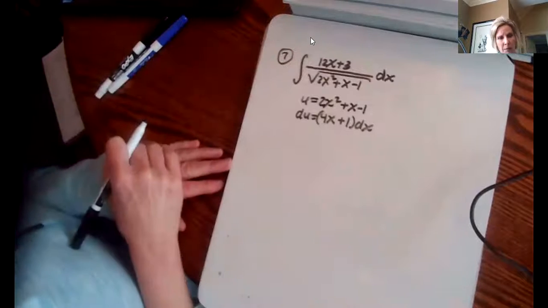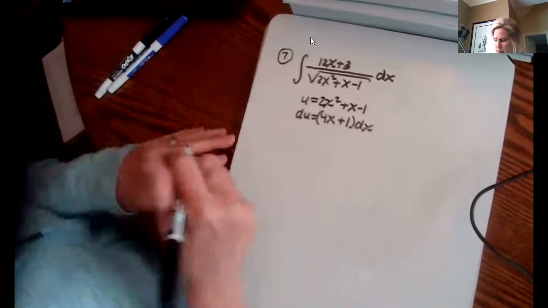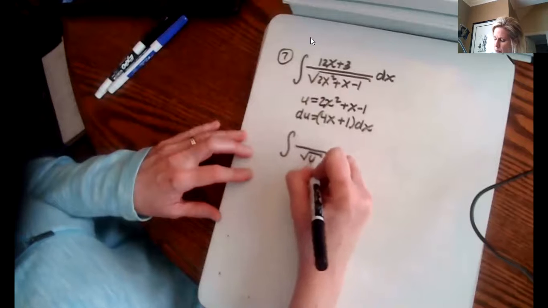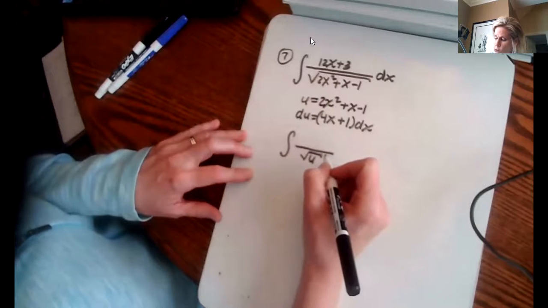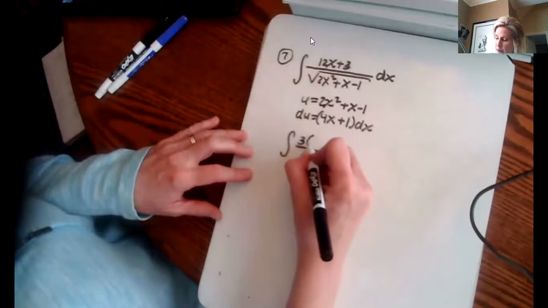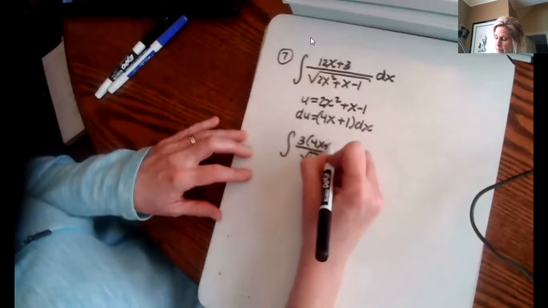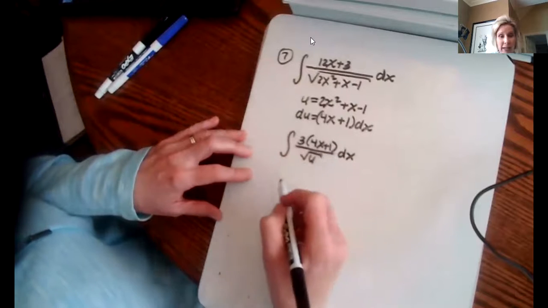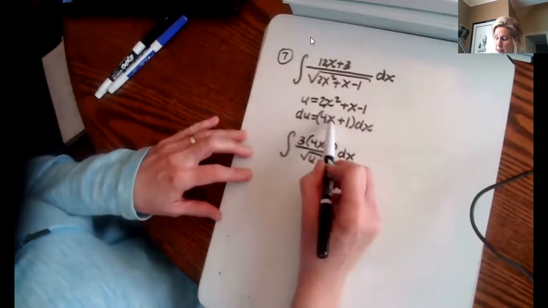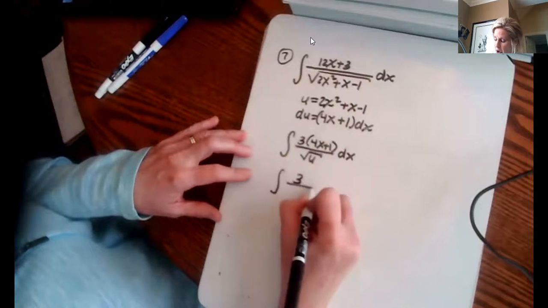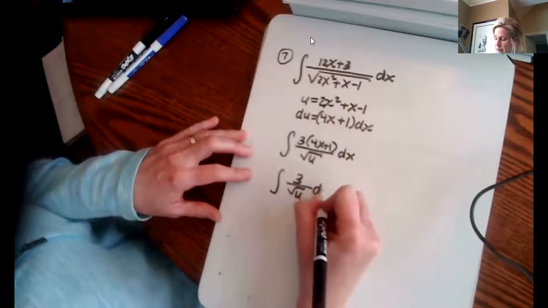And then I'll look at the top of my problem and I'm like, oh no. Well, let me at least clean up a little bit. I've got square root of u. Now, do you see what I see? On the top, I have to be a little bit clever, but if I factor out a 3, then I get 3 times 4x plus 1 dx. And remember, the 4x plus 1 dx is du. So now I've got 3 over the square root of u du.